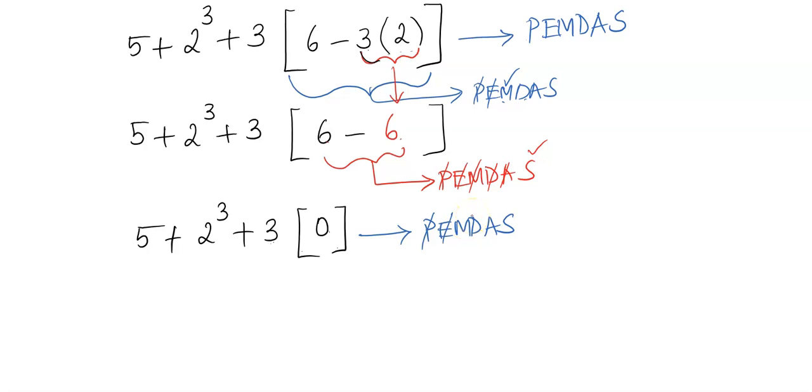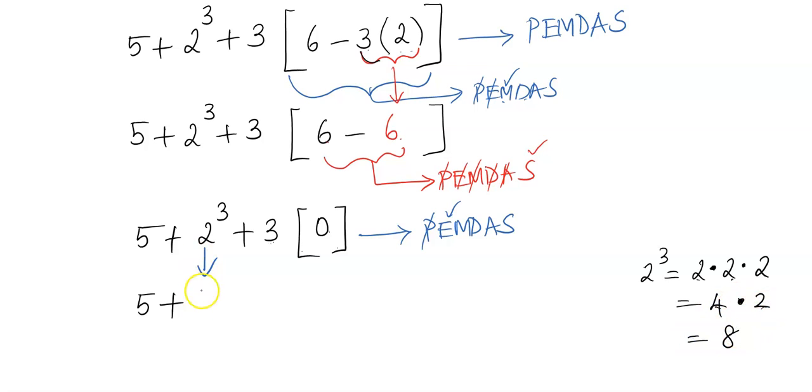Oh, is there an E? Yes, there is an E. So our focus is now on this one. Okay. So I write the 5 plus 2 cubed. What is 2 cubed? 2 times 2 times 2. 2 cubed is 2 times 2 times 2. 2 times 2 is 4. 4 times 2 is 8. So that's going to be 8 plus 3, 0.